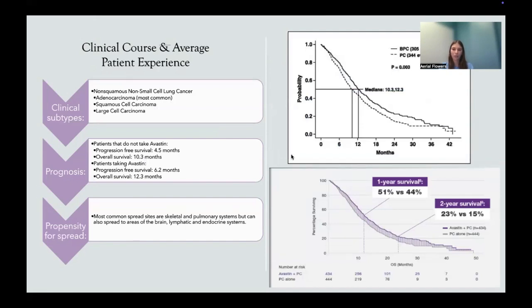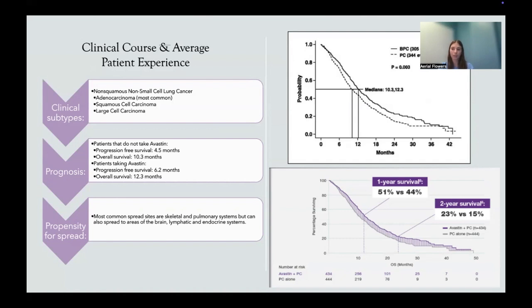So for the clinical course and average patient experience, for clinical subtypes for the non-squamous non-small cell lung cancer, we have adenocarcinoma, which is the most common. We also have squamous cell carcinoma and large cell carcinoma. For prognosis, for patients that don't take Avastin, progression-free survival is around 4.5 months, and the overall survival is 10.3 months. Patients taking Avastin, progression-free survival is 6.2 months, and overall survival is 12.3 months.